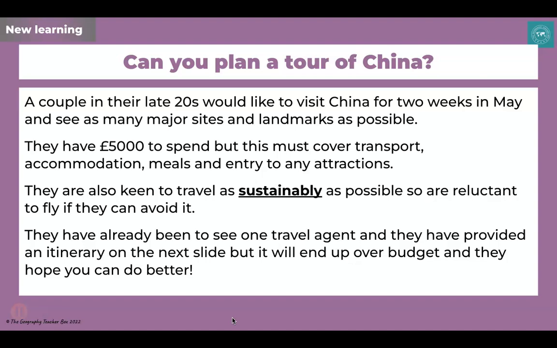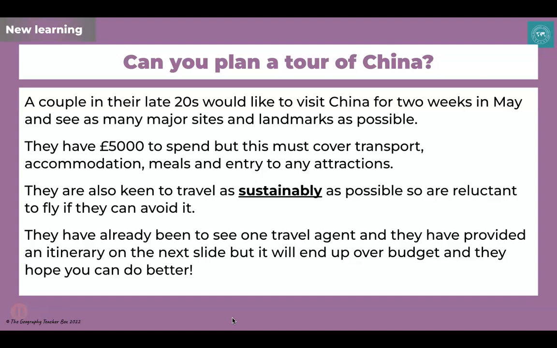So you've got 2 people, they're relatively young, they want to go away for 2 weeks to China and they're going in May. Now they've got £5,000 to spend, but that needs to cover their transport, accommodation, meals and entry to any attractions. So we're going to assume that they've organised their flight from wherever they normally live to China already.